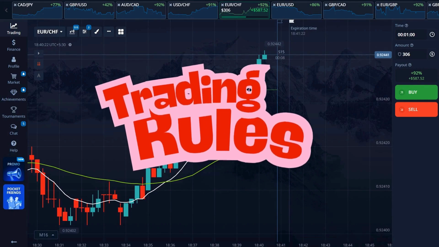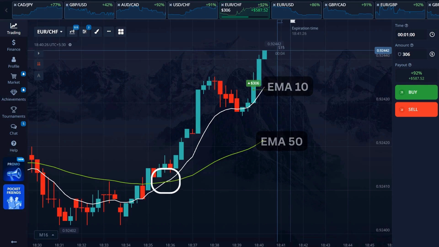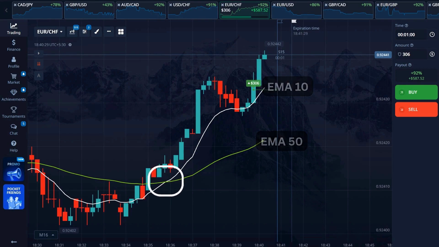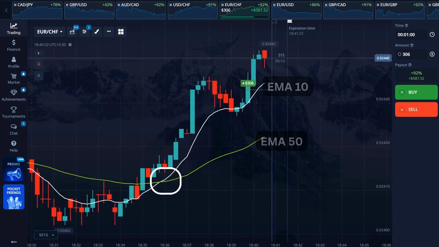Rule 1. Wait for EMA 10 and EMA 50 crossover. Do not enter instantly when the EMAs cross. The crossover only indicates that the trend might start, but it is not a confirmed entry.